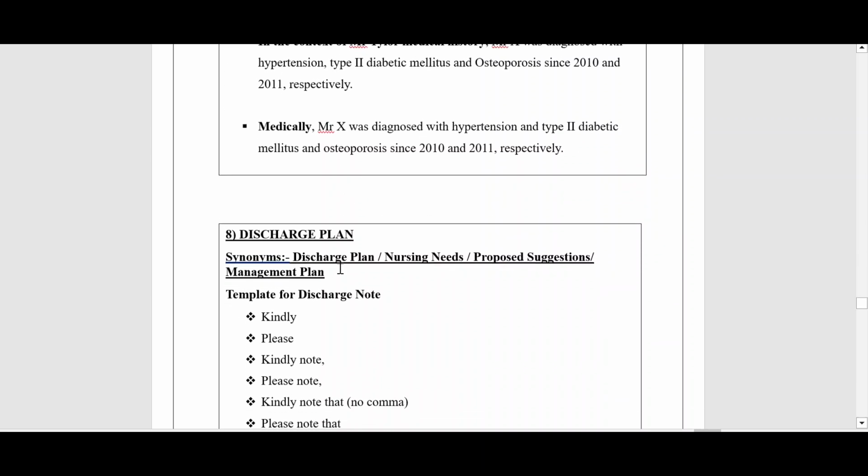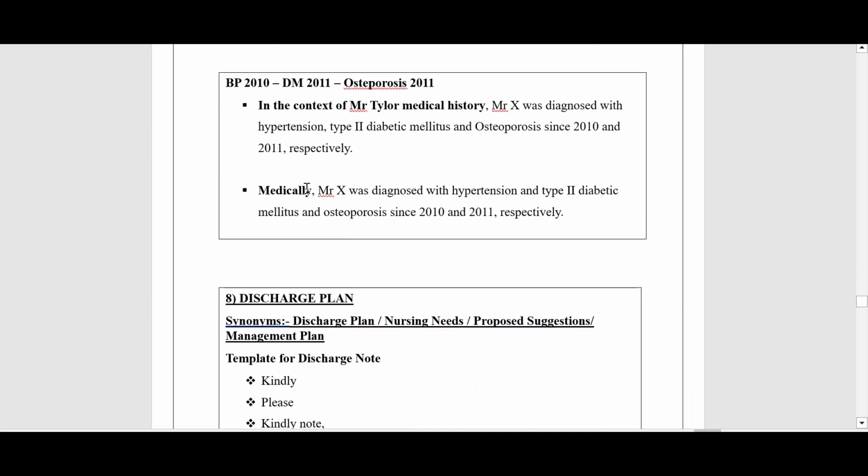Just go with my samples anyway. I have mentioned respectively here. Before that, if there are 3 diseases, you can mention was diagnosed, or has been if the problem is still there: has been diagnosed with hypertension, type 2 diabetes mellitus and osteoporosis since 2010 and 2011 respectively, okay.